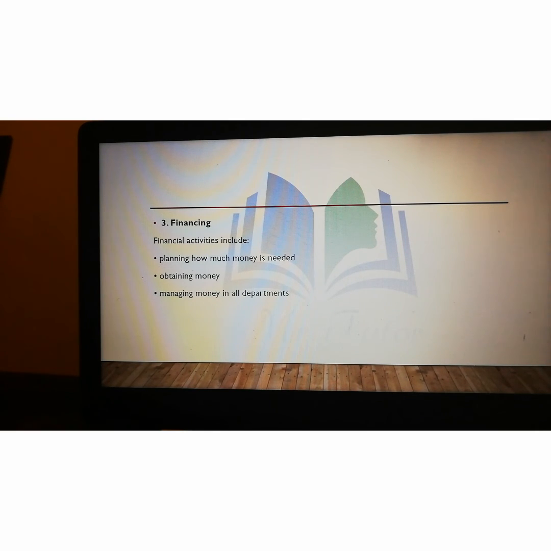The second part of these activities includes obtaining money. So how are you going to get money as Nike in order to produce those 1 million sneakers? It also involves what we call attracting sponsorship. And then the last financial activity is managing money in all the departments. So the finance department, for example, will set a budget for the business to say this is how much you are going to spend this year in order to produce those 1 million sneakers.